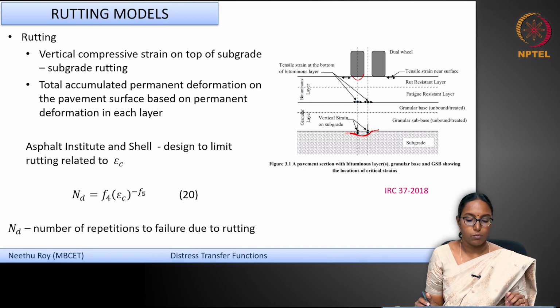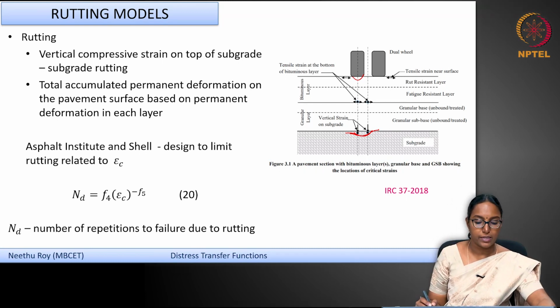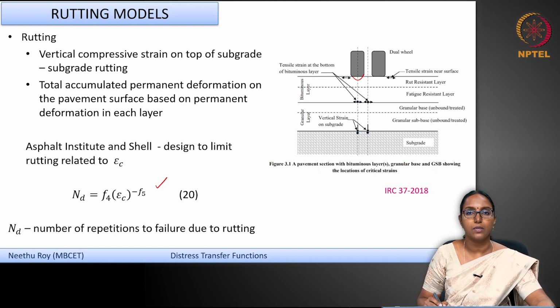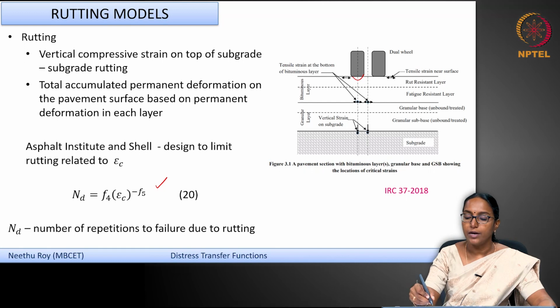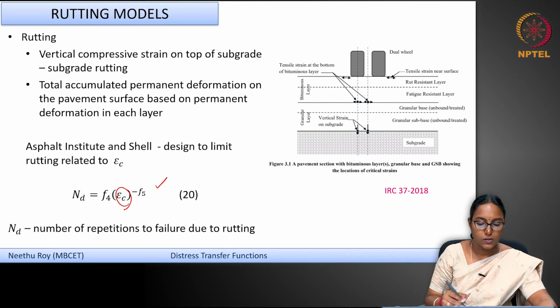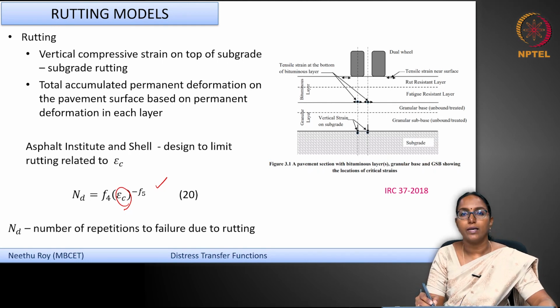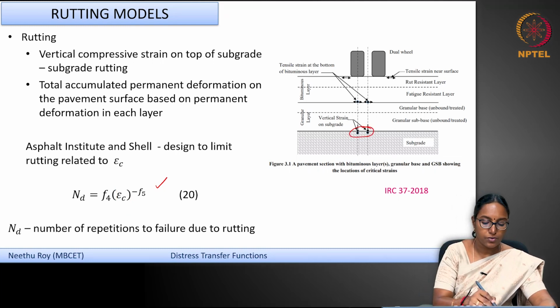Okay. Now, as in the case of fatigue damage, here also there have been certain rutting models. A general form of rutting model has been developed by the Asphalt Institute and Shell, considering the subgrade rutting. For subgrade rutting, the expression is given as N_D equal to F4 epsilon_C raised to minus F5. Now, what is this N_D? N_D is the number of repetitions to failure due to rutting on the pavement surface, whereas epsilon_C represents the critical, or the maximum, vertical strain on the top of the subgrade. So, this is the critical strain that is considered in this rutting transfer function.